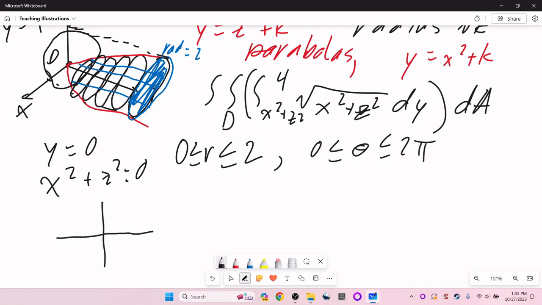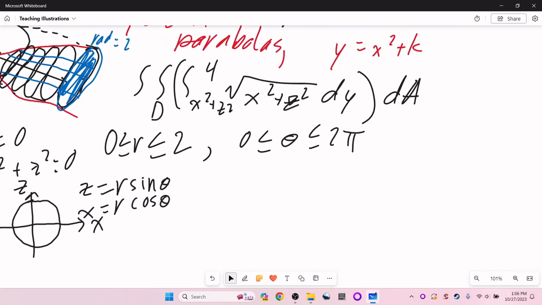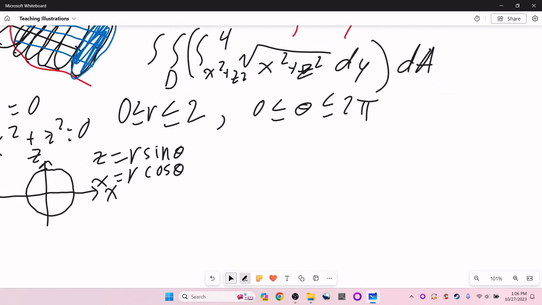And you might be thinking, well, polar is supposed to be x and y, but this is x and z, but that doesn't matter in the slightest because the names of the coordinates don't mean much. Specifically, we can say that if you needed to substitute, you would say this time z is r sine theta and x is r cosine theta, because z is just in the place where y would normally be. So that means we are in a circle here. And so we're just going to do a polar integral.